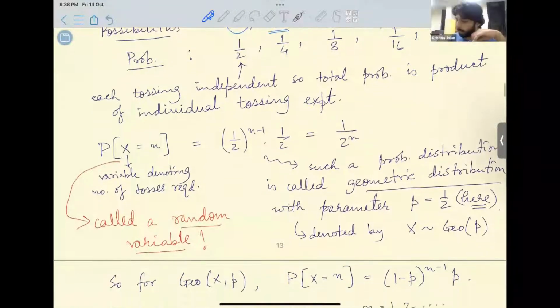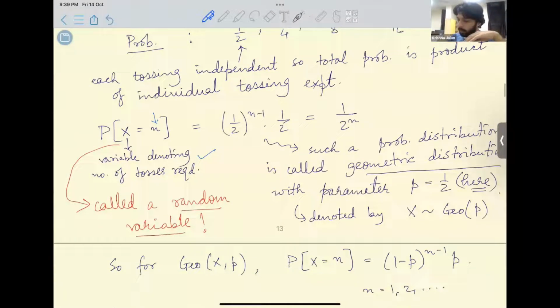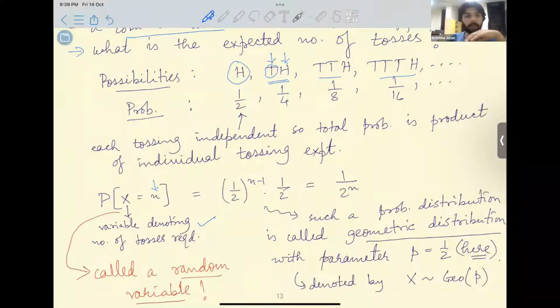Now I'll define something called a random variable. So what is a random variable in this coin tossing experiment? It's just a variable which denotes how many tosses we have done, or how many tosses are required to get a head. So that is an example of a random variable. What values can this random variable take? In the first case, it will be 1. In this case, x will be 2. In this case, x is 3 and so on.